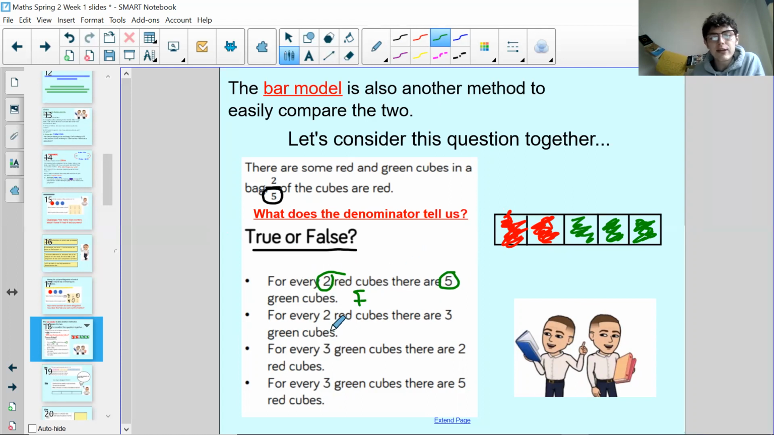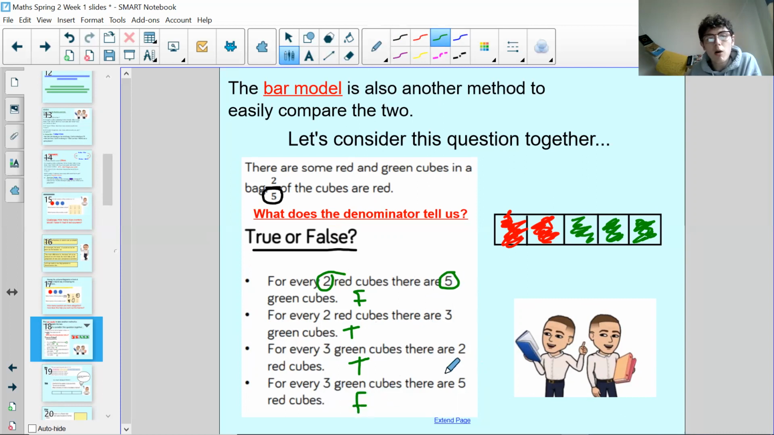And number 2, for every 2 red cubes, there are 3 green cubes, just as we counted, okay? So this one is true. Now, number 3, for every 3 green cubes, there are 2 red cubes. So once again, we'll go back to our bar model and we'll count up our green cubes. There are 3. And yes, for every 3 green cubes, there are 2. So once again, this one is true. And then we'll check our final question. For every 3 green cubes, there are 5 red cubes, which we know not to be true, okay?